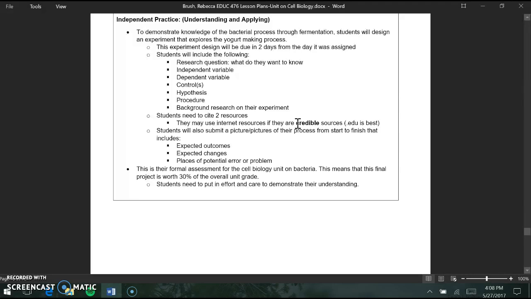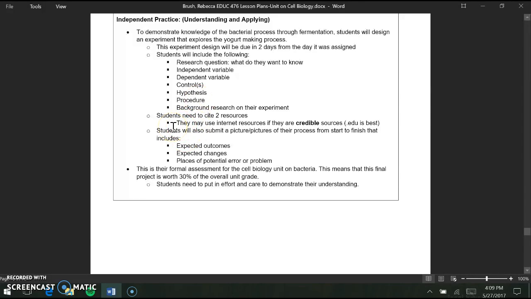And since the teacher had already covered that at the beginning of the year, they'd already been using credible sources, so they knew what that was. And so they had to design this experiment. They were given a rubric, and this was up on the board, so they knew what they needed to do and what they needed to put in.